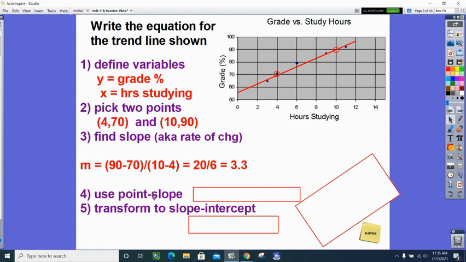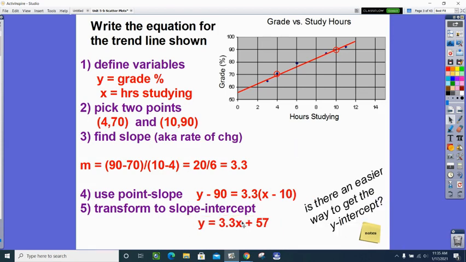So I'm going to use the point-slope form: y minus the y-coordinate, and I chose to do this point, equals the slope times x minus the x-coordinate. Now, I didn't write it out here, but remember, then you would do the distributive property and then add 90, and you get your slope-intercept form, and it's y equals 3.3x plus 57. Now, notice there's a question over here. Is there an easier way to get that y-intercept of 57? And off of this graph, look right there, you can kind of see that that's about 57.